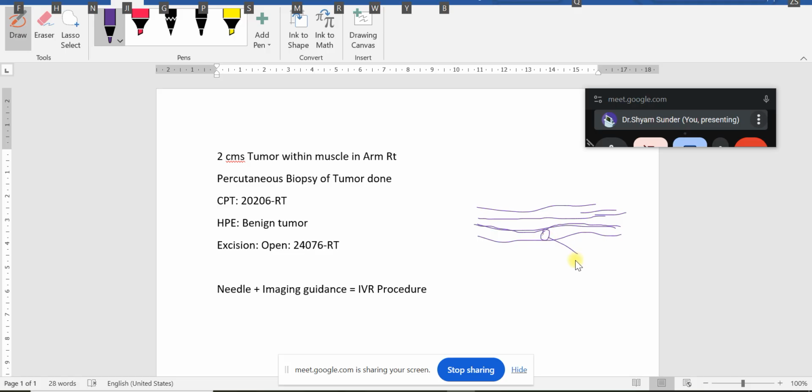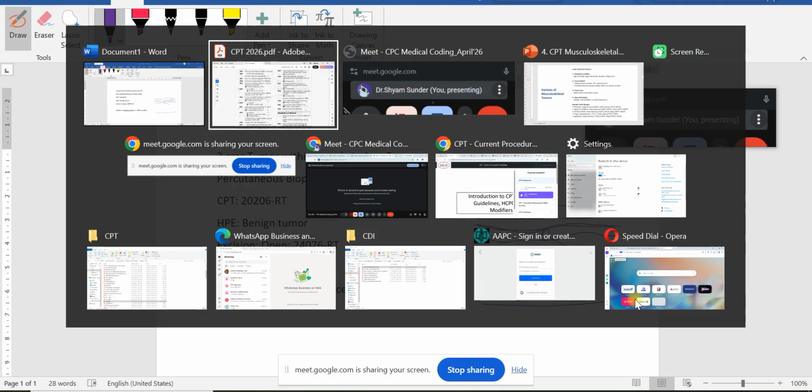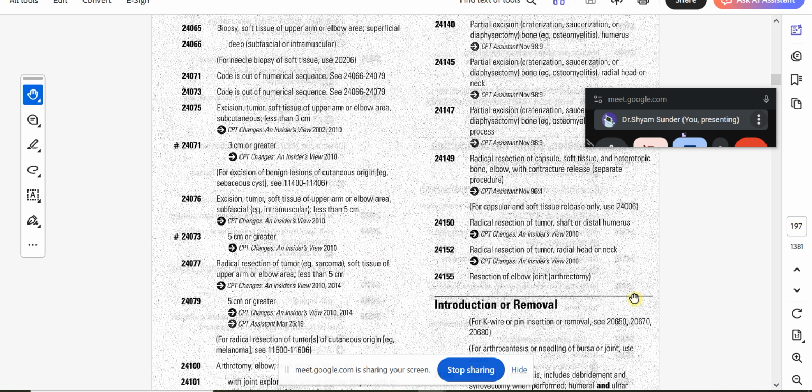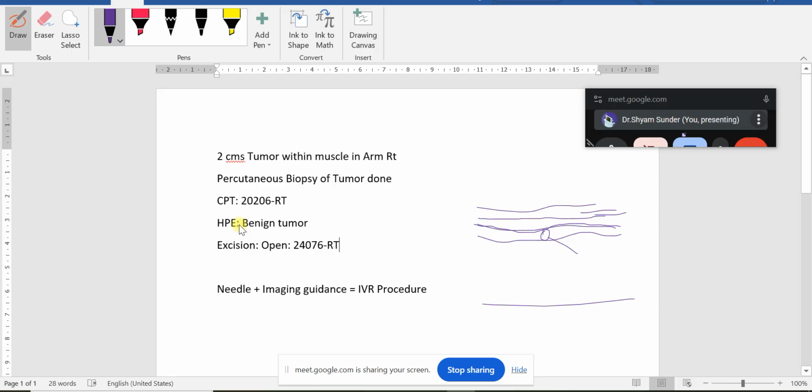Okay, sir. So since it was within the muscle, that's why we are taking the intramuscular code. Correct. Every time you have to look for the possible codes from your selection, then go through each code carefully, then select the final code, and you have to assign the appropriate modifier also.